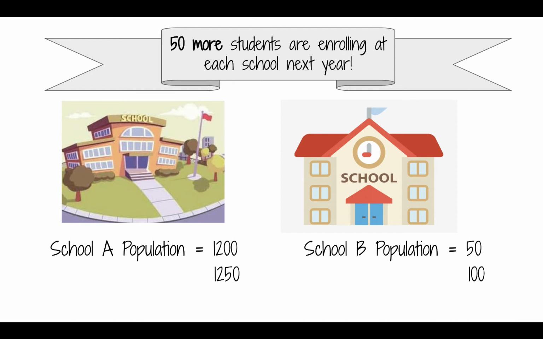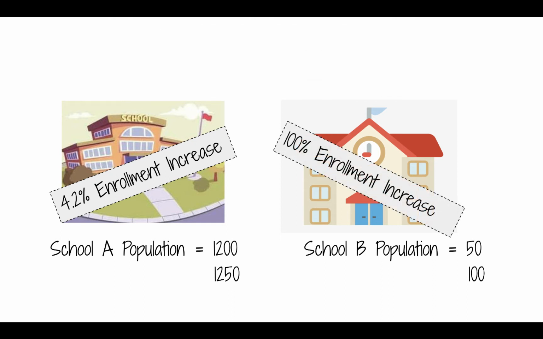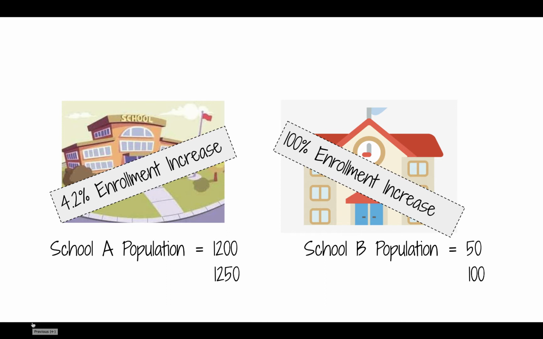Let's look at this using percentages. So school A, if I calculate the percent of change, their enrollment is going to increase by 4.2%. Doesn't seem like that much, right? Because it's not. But look at school B. If they get 50 more students next year, which they're projected to get, then their enrollment increases by 100%. And that is huge. It's often a better idea to describe change as a percentage.